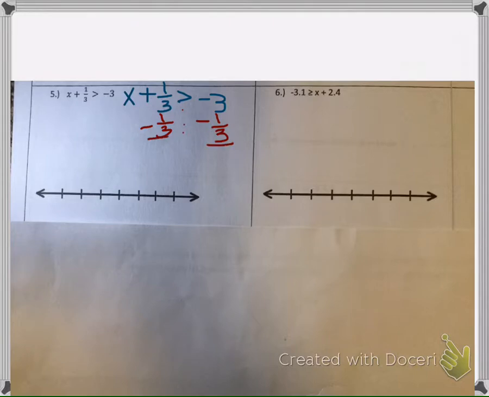Now, technically, you could find your common denominator here, but if you could just add that mentally, which you should be able to do, I have x is greater than negative 3 and a negative 1/3. You have same signs. Add them together. That would be a negative 3 and 1/3 is your answer.